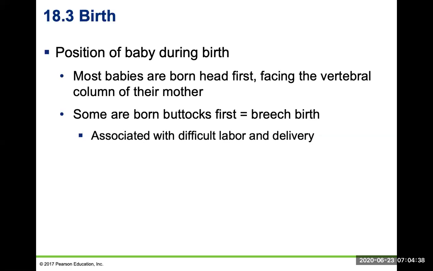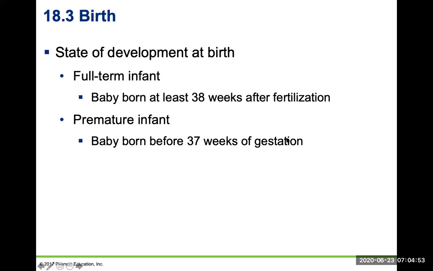Position of the baby during birth. Most babies are born head first, facing the vertebral column. Some are born buttocks first, and we call this a breech birth. This can sometimes be associated with a difficult labor and delivery. A full-term infant is a baby born at 38 weeks. A premature infant is any baby born before 37 weeks.